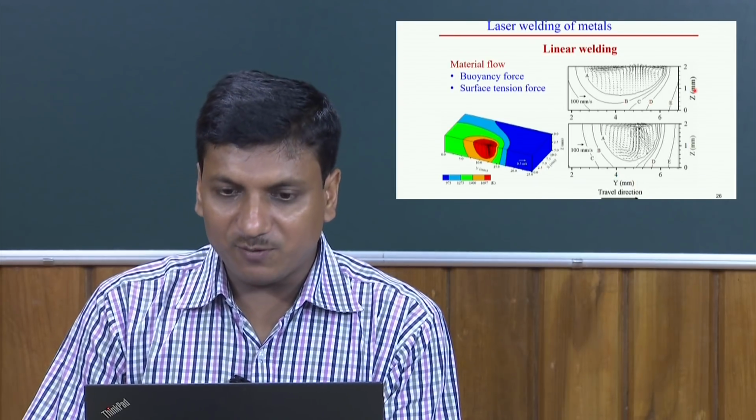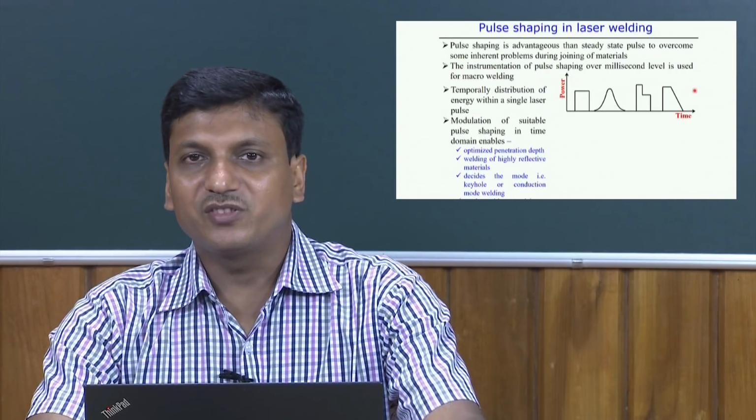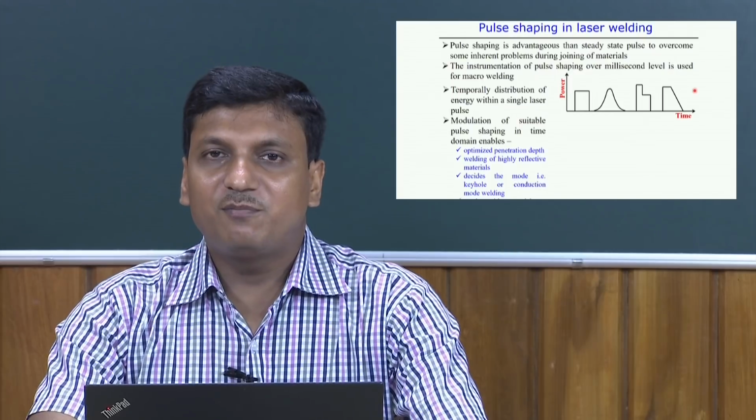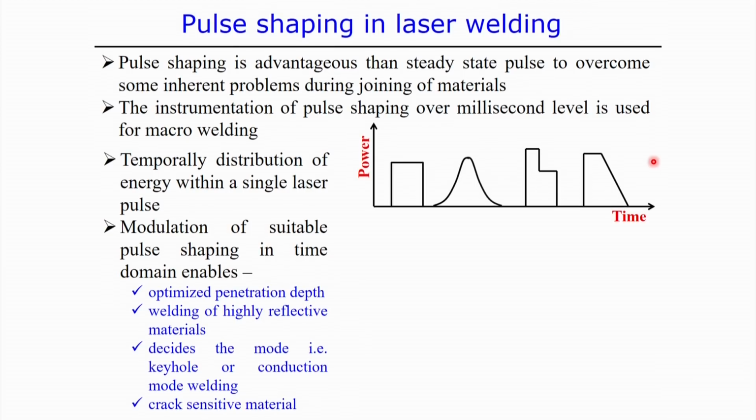So, apart from the laser welding process of different materials, maybe now we can look into pulse shaping in the laser welding process. Pulse shaping is advantageous in the sense that it overcomes some inherent problems of a steady state pulse during the joining of materials. The pulse shaping of the millisecond pulse is basically estimated based on the practical application of these things.